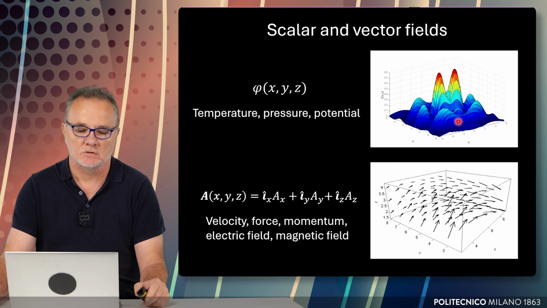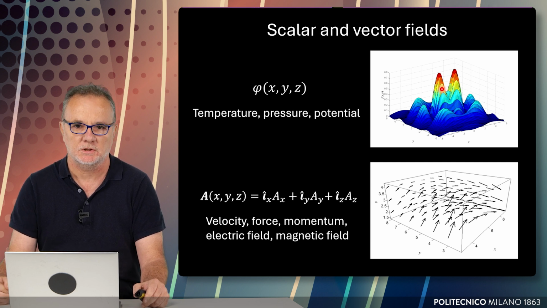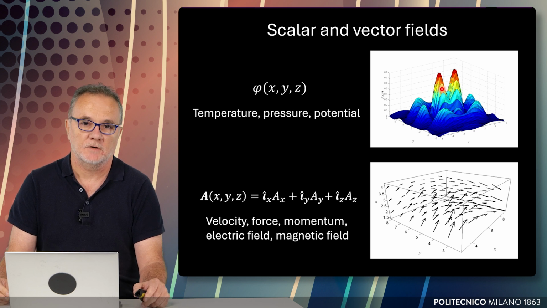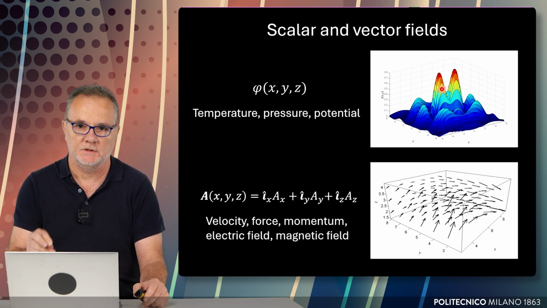In this lesson, we discuss scalar and vector fields and operators that act on these fields. What do we mean by scalar field? Simply a scalar function of position, and the function of position can represent some physical quantity such as temperature, pressure, or potential. Whereas a vector field is a vector function of position in which the physical quantity is a vector, for instance, velocity, electric field, magnetic field.